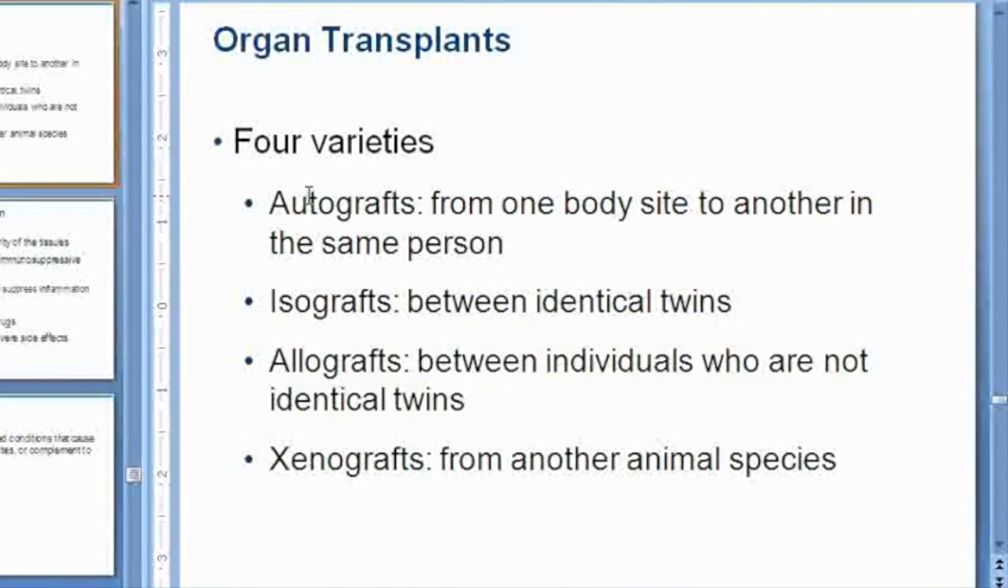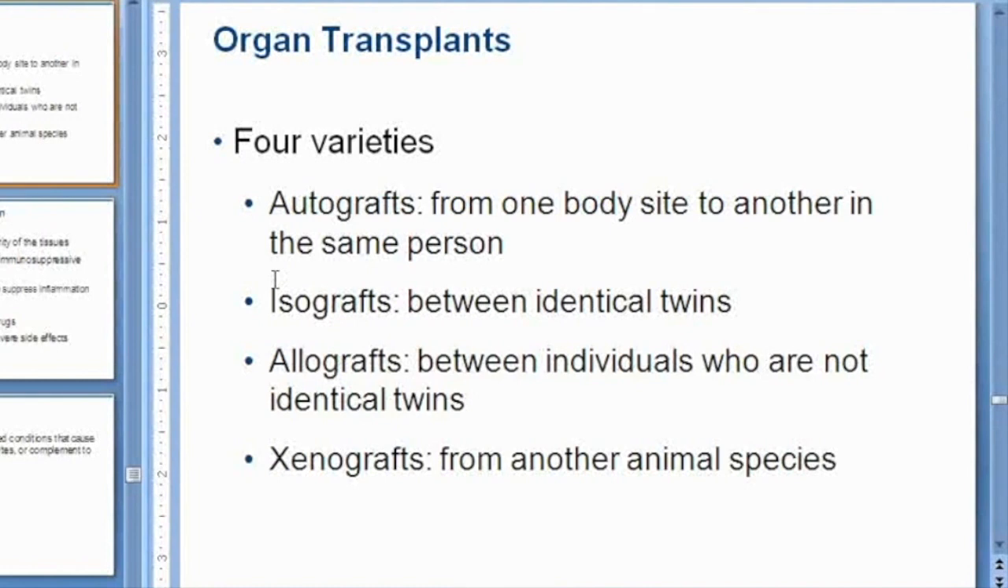If you've lost some skin, they might take some skin off of you somewhere else and put it on you because there's no rejection from your own self, right? Isograft should not have rejection either because it's between identical twins who share the same MHC markers and share the same proteins because they have the same DNA that directs the building of proteins. So if you have an identical twin, a transplant should work out there.